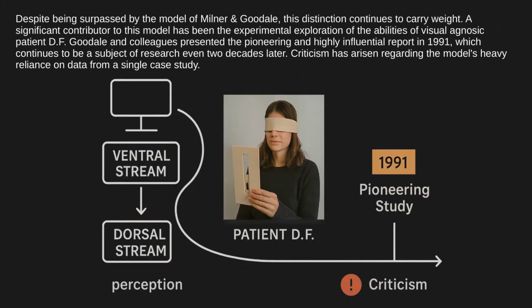Despite being surpassed by the model of Milner and Goodale, this distinction continues to carry weight. A significant contributor to this model has been the experimental exploration of the abilities of visual agnosic patient DF. Goodale and colleagues presented the pioneering and highly influential report in 1991, which continues to be a subject of research even 2 decades later. Criticism has arisen regarding the model's heavy reliance on data from a single case study.